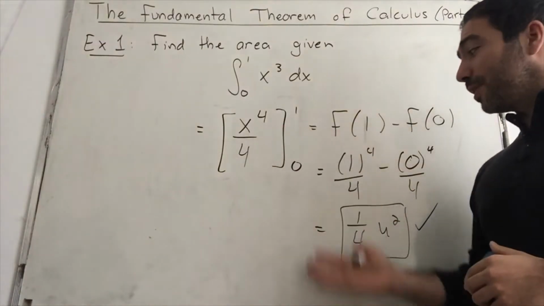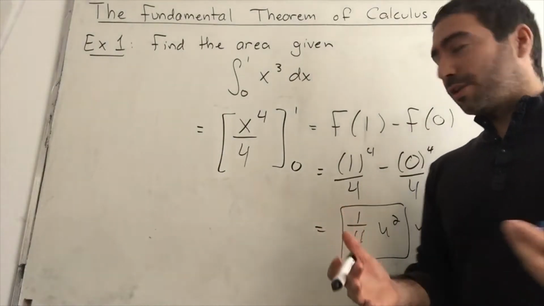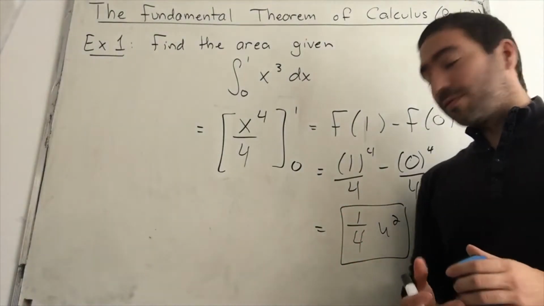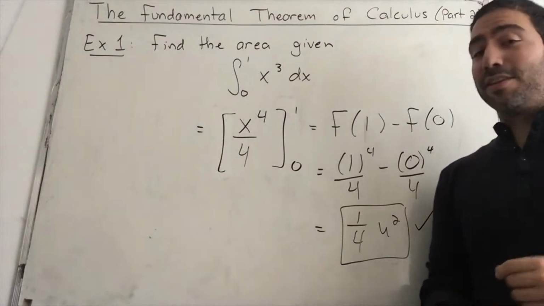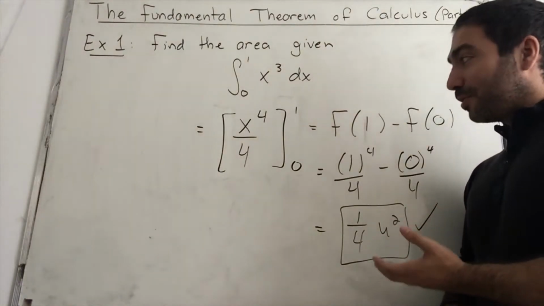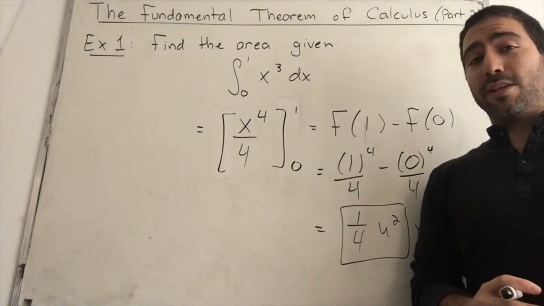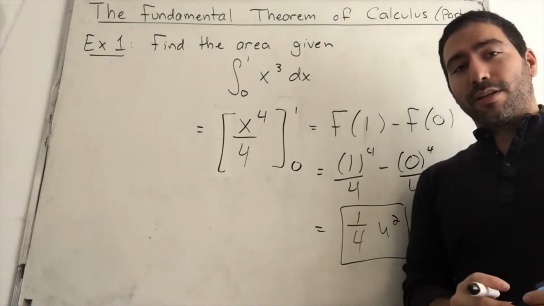So this took, what, 3 steps? Whereas the other one took me, I think, a good 10 minutes to solve. So this is why we like the fundamental theorem of calculus part 2. This is very quick. So let's go ahead and look at a couple of more difficult examples.